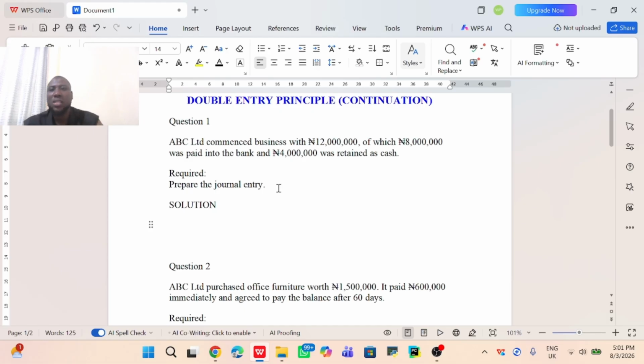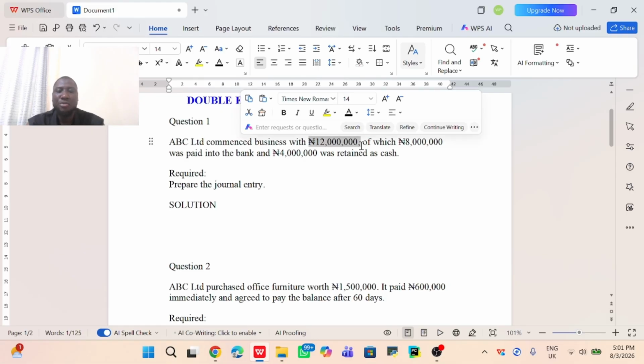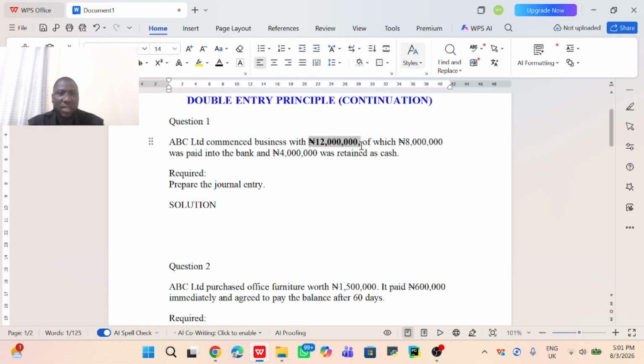Question one says that ABC Limited commenced business with 12 million naira, of which 8 million naira was paid into the bank, and 4 million naira was retained as cash. Required: prepare the journal entry. When you see a question like this that says prepare the journal entry, it follows the double entry principle, right?